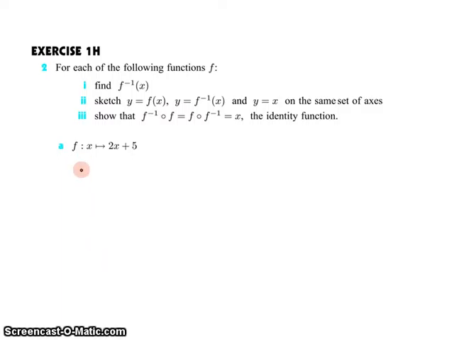But before I do anything, what I'm probably going to want to do first is rewrite this to something more familiar. This expression is the same thing as the expression f of x is equal to 2x plus 5. Whichever form you prefer is fine, but I prefer this form. Alright, now moving on to part I.